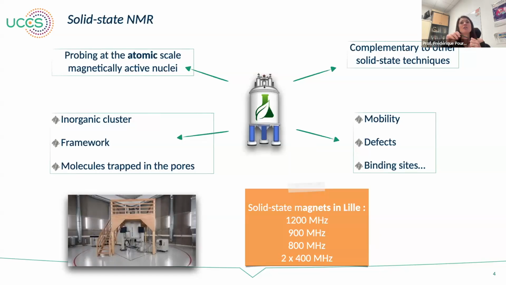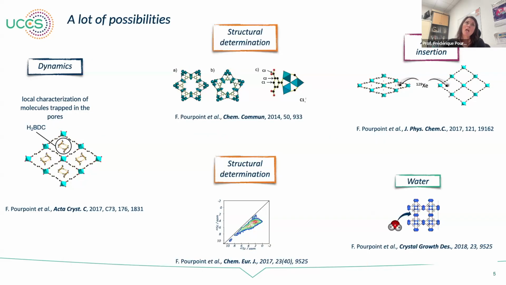So in Lille, we have 5 solid-state magnets up to 1.2 gigahertz. You can see a picture on the left. I will mostly show you some results at high field, of 800 megahertz.